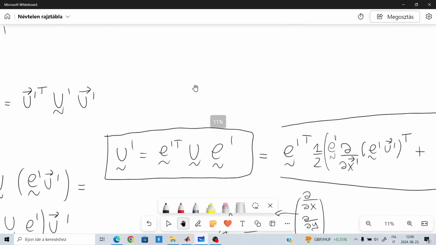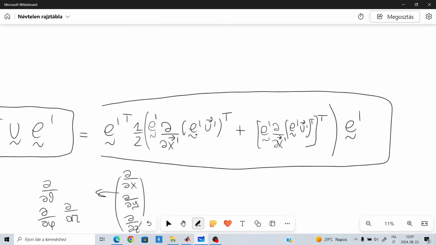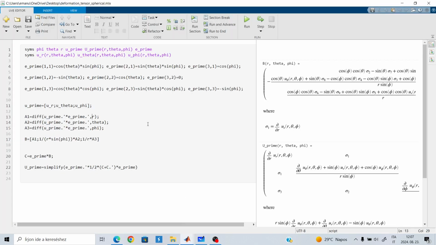So basically the logic is the following. In the script, first I calculate these matrices, I take the transpose, and then I take these derivatives, and when I do that, the result is contained in this matrix B. So the calculation is in these lines of code, these lines here.